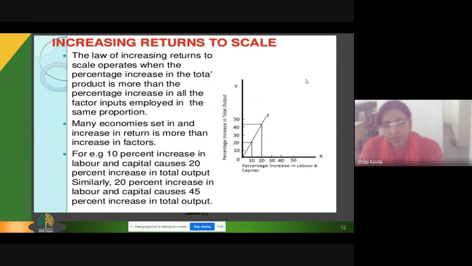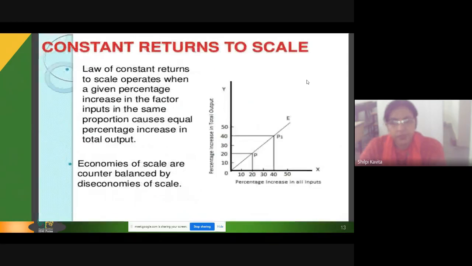So increasing returns means the increase in input is less than the increase in output. We can say it in this way also. We are increasing input by only 20%, but the output is increasing by more than 45%. So this is increasing returns to scale.